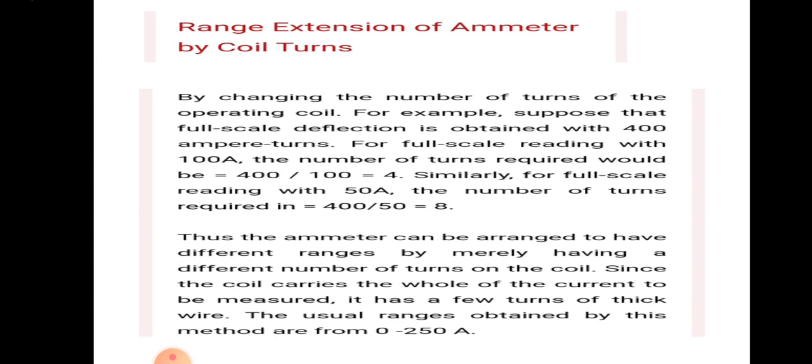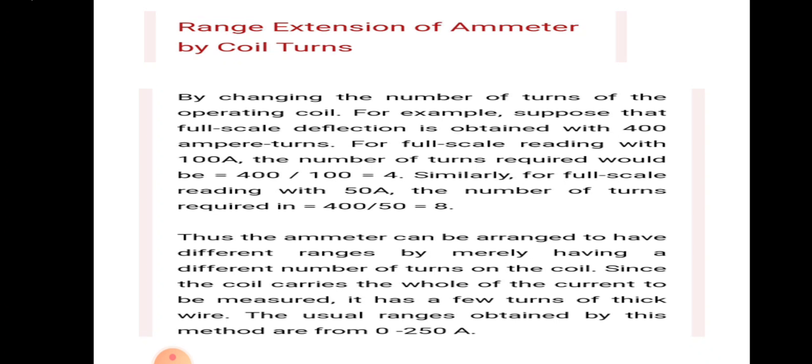We can extend the range by changing the number of turns of the operating coil. For example, suppose that full scale deflection is obtained with 400 ampere turns. For full scale reading with 100 ampere, the number of turns required would be 400 divided by 100, that is 4. Similarly, for full scale reading with 50 ampere, the number of turns required is 400 by 50, that is 8.